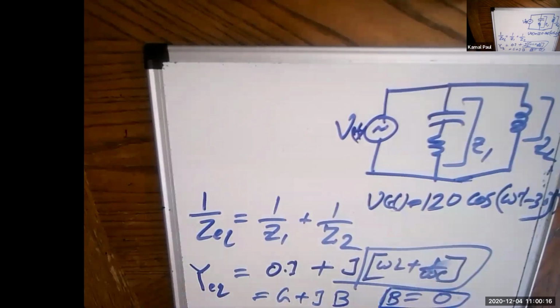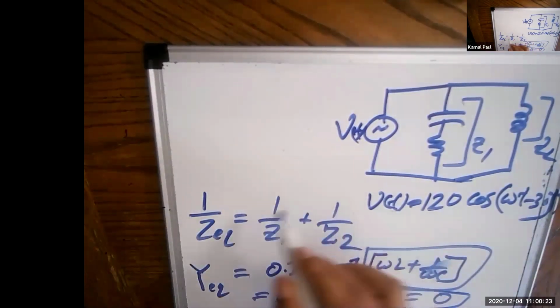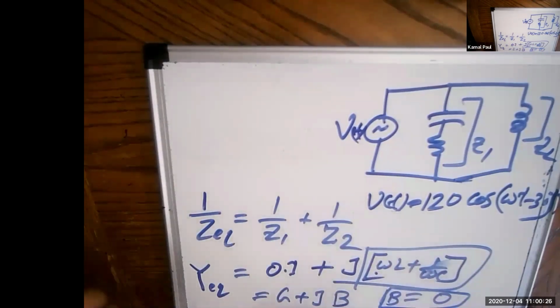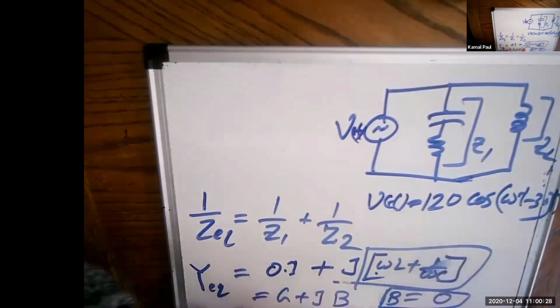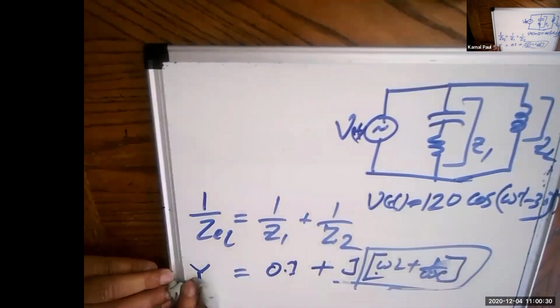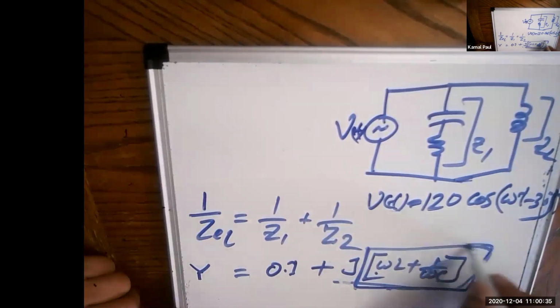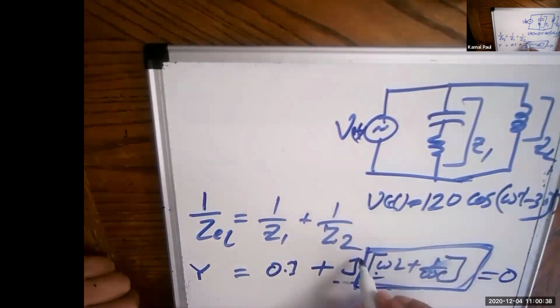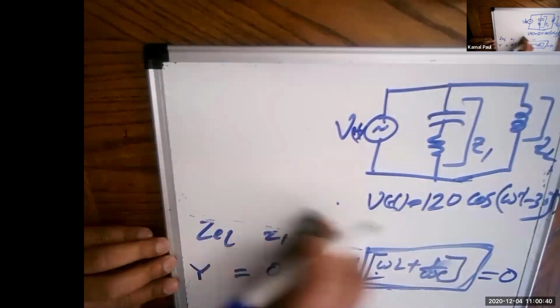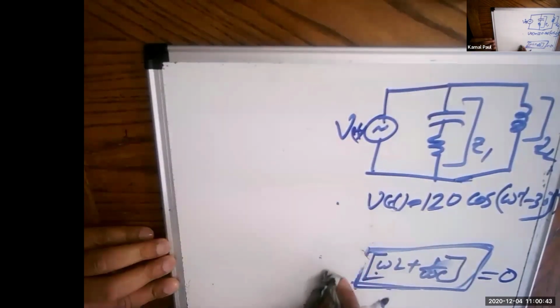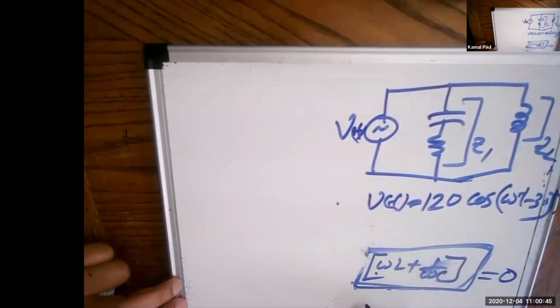Now your target will be, do not put any value of omega here for this expression. Do not put any value of omega. Then you will get an expression which contains omega in it. Now your target is to take this portion only and put it equal to 0. Only this portion. Then find out the value of omega. From this expression, you find out what is the value of omega in rad per second.